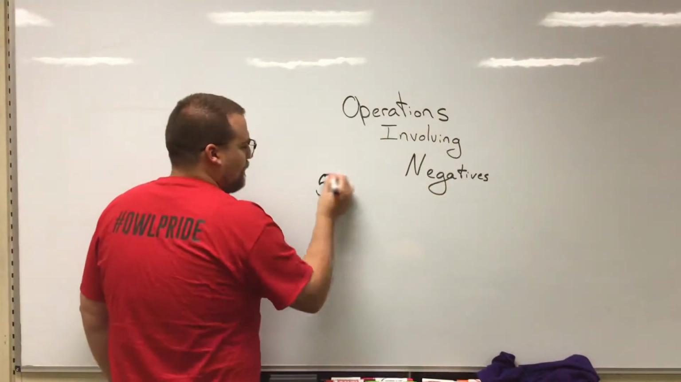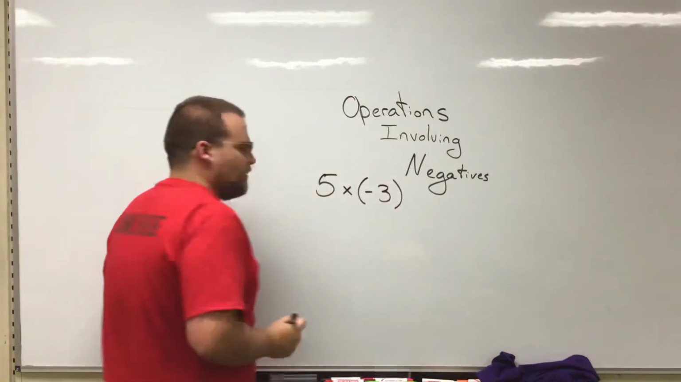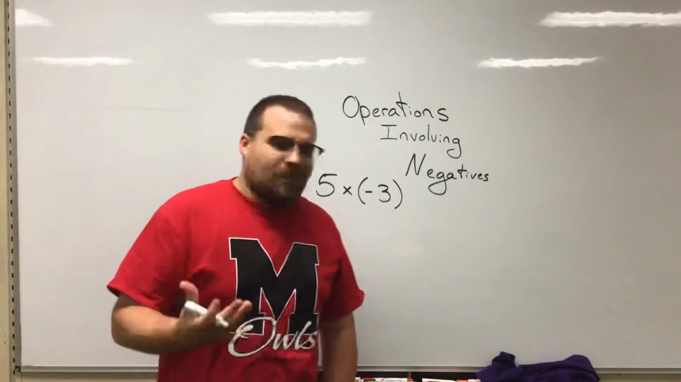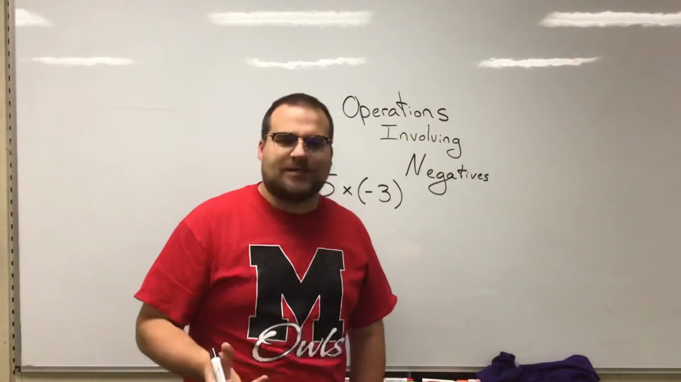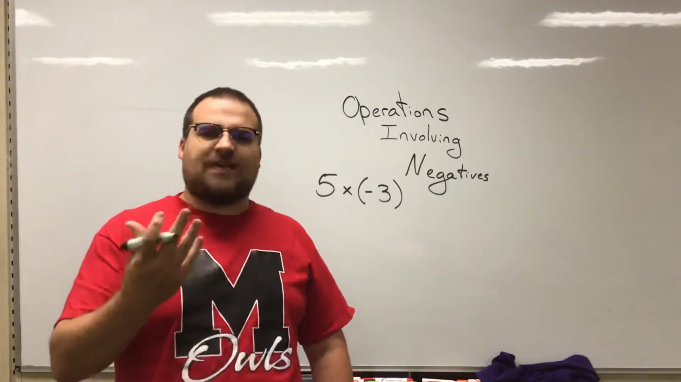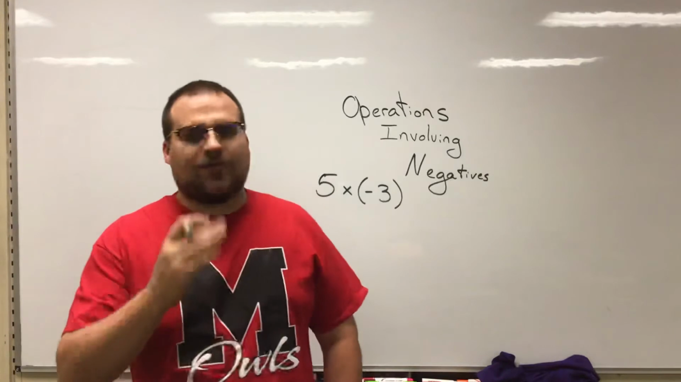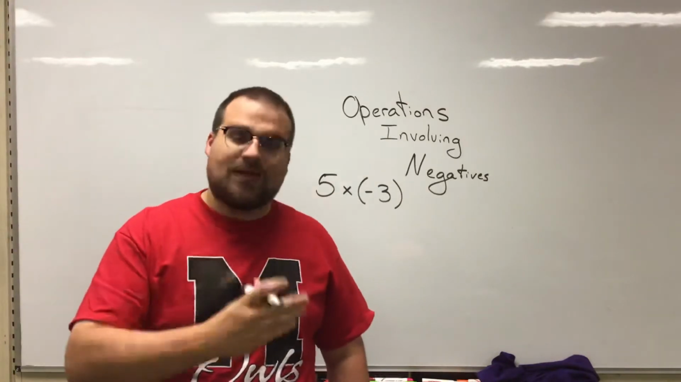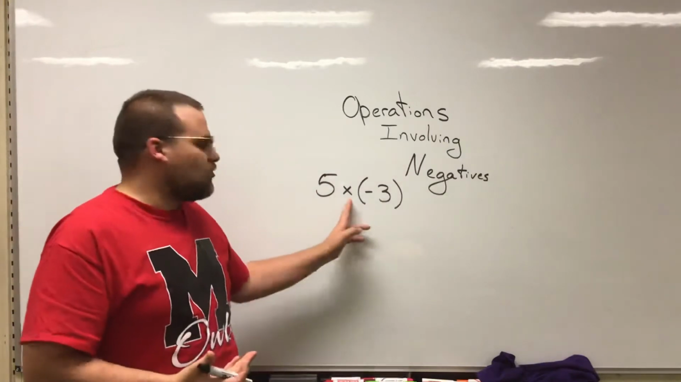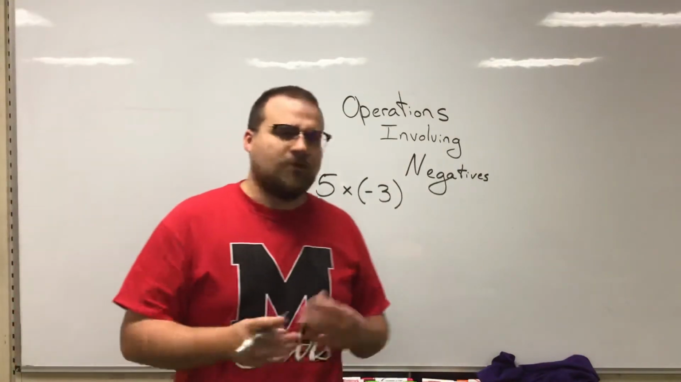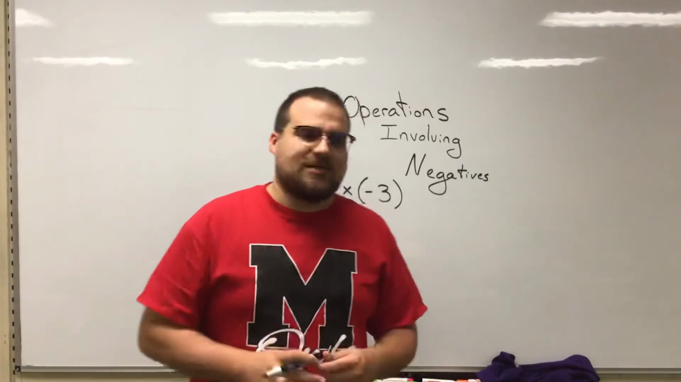5 times -3. Now you may be saying, well, we were talking about similar signs before. Do we have 2 of the same sign or 2 of different sign? Now that was whenever we were working with adding and subtracting. We had that plus sign or that minus sign in between the numbers. Here, of course, we have a multiplication sign. So we're going to be working with a little bit something different, but the same idea.